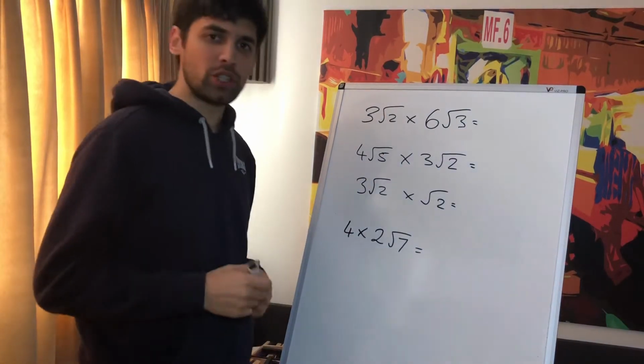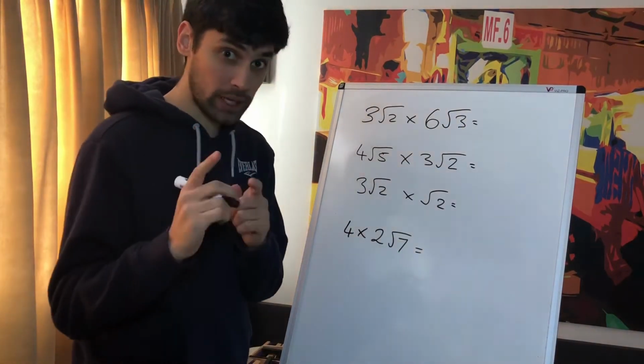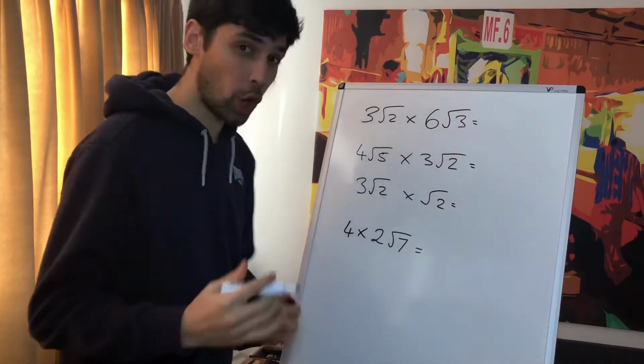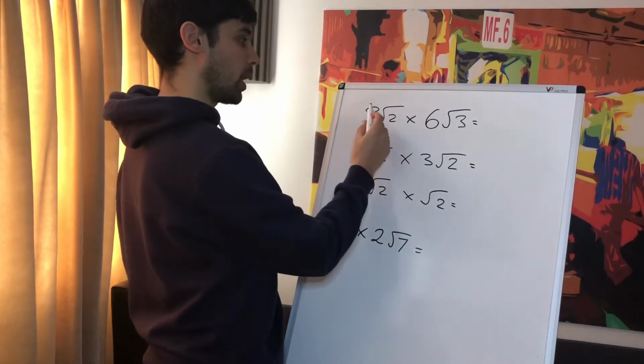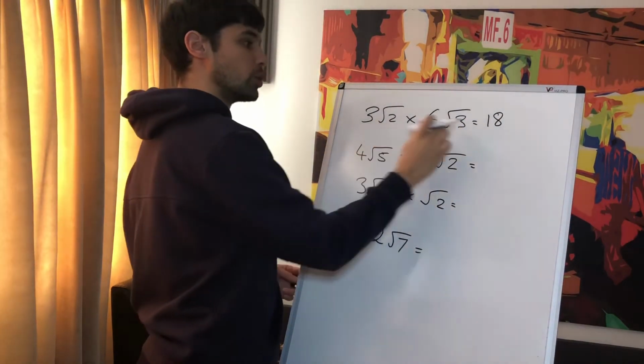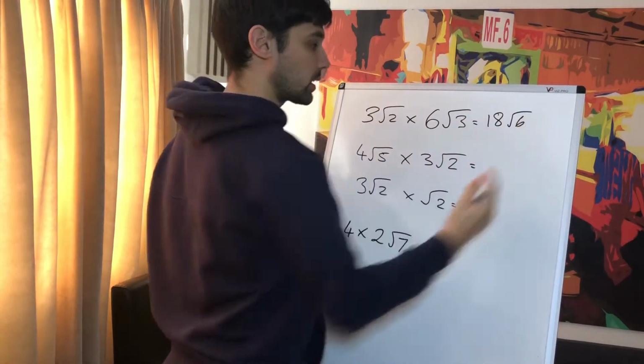Let's do some multiplication of surds. So I want you to remember this phrase: numbers go with numbers, surds go with surds. It helps us so much when we're doing stuff like this. So numbers go with numbers, 3 times 6 is 18. Surds go with surds. Root 2 times root 3 is root 6.